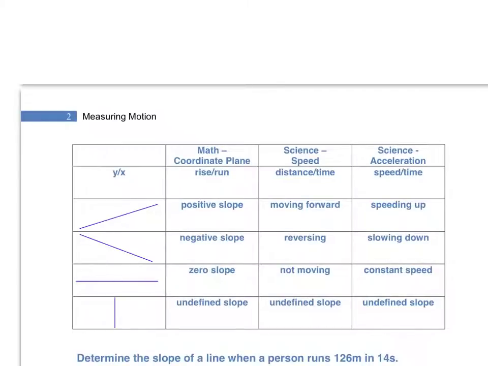A horizontal line indicates a zero slope in math. Now, the slope is still zero, but when we interpret it in science, it means that the object is not moving. So the object is staying at a particular distance for a certain period of time. On an acceleration graph, it means that the object is maintaining a constant speed over a given amount of time. And then we have the vertical line. No matter how you look at it, whatever context it's in, that line indicates an undefined slope.